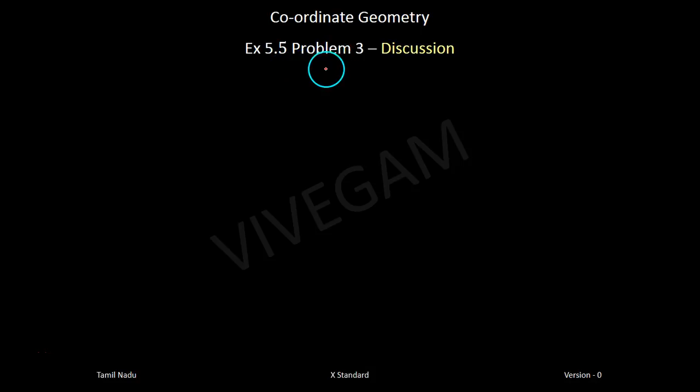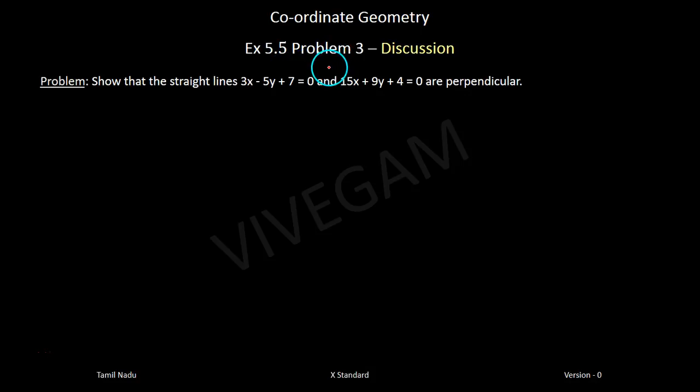Exercise 5.5 Problem 3 Discussion. Show that the straight lines 3x minus 5y plus 7 equal to 0 and 15x plus 9y plus 4 equal to 0 are perpendicular. So what is given in the problem? There are two equations of straight lines. And they say the lines are perpendicular. We need to show that the lines are perpendicular.